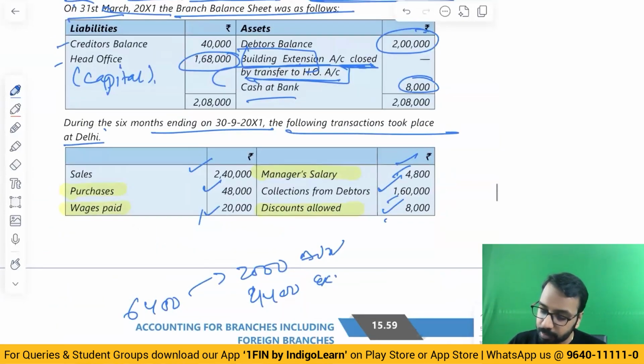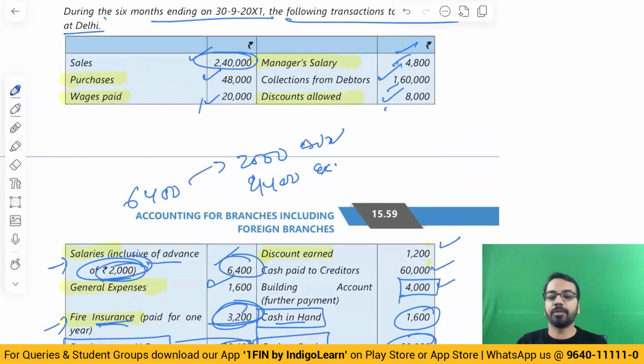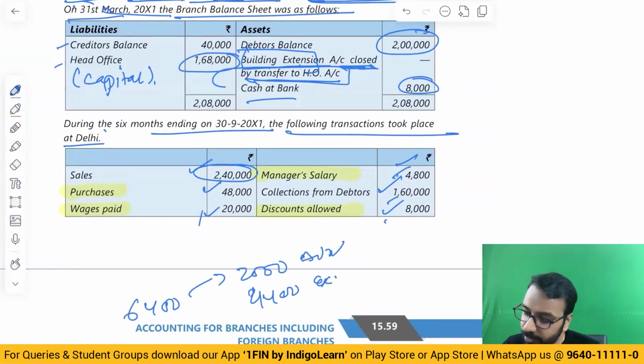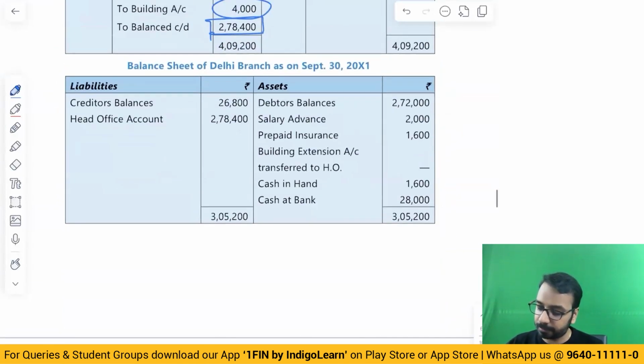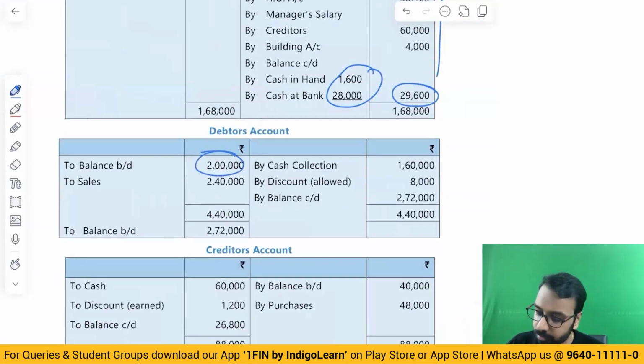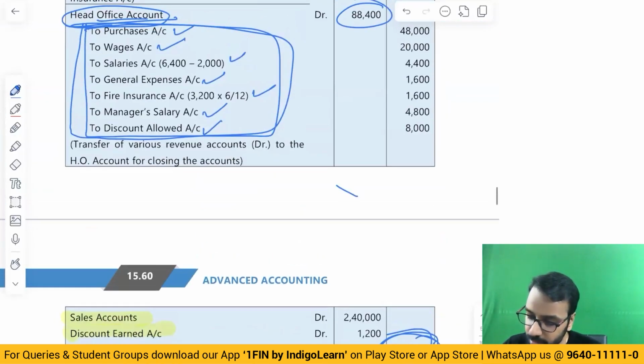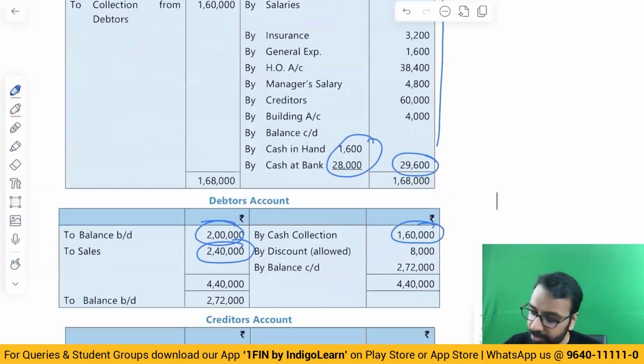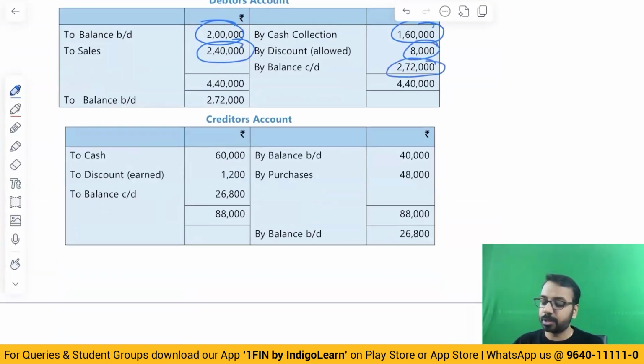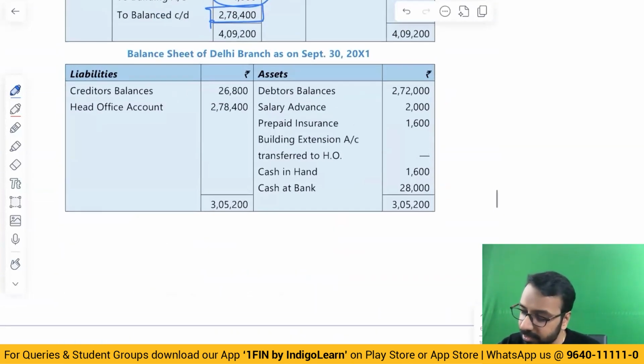The transactions, you have sales of 240. Now they have not given a split of cash sales and credit sales, but because we have debtors balance 2 lakhs and we have sales of 240 and then we have collections from debtors, we can assume all the sales are on credit basis. So you will prepare a debtors account as well. Balance brought down, sales made, cash collected, and closing balance is not there. Discount allowed is there, 8,000. So in the debtors account, you'll credit discount allowed and this balance carried down 272. That will be taken to the balance sheet as sundry debtors.